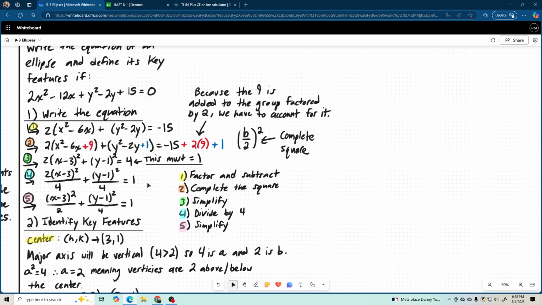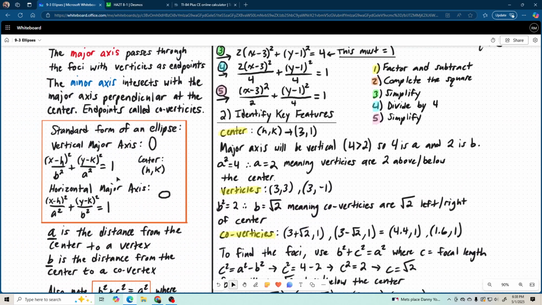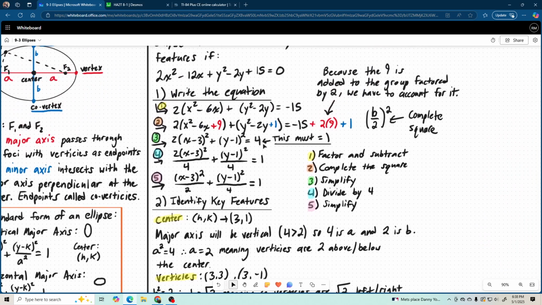And then you'll notice that in our form here of our equation, everything is always equal to 1. That's because anytime we would have a number over here, we actually have to divide the other side by that number so that we can turn this into a 1. So even though we have a 4 over here on the right, we actually have to divide both sides by 4 so that we can get this side to equal 1.